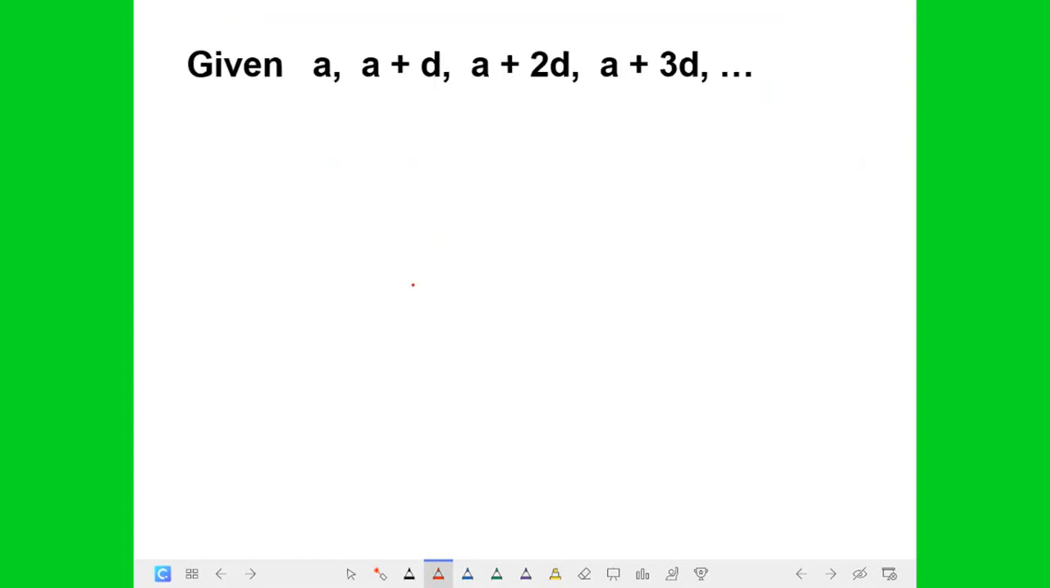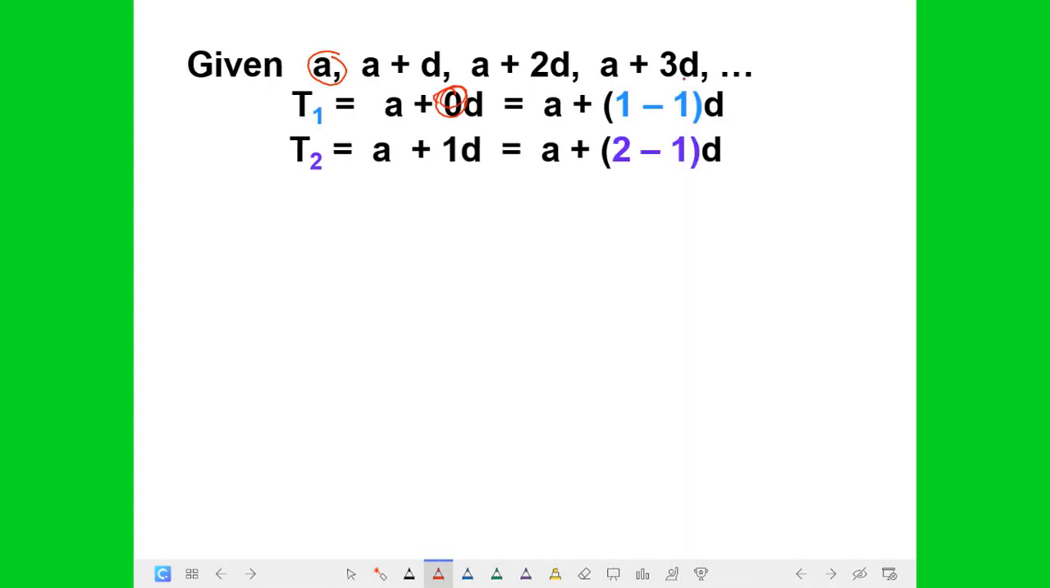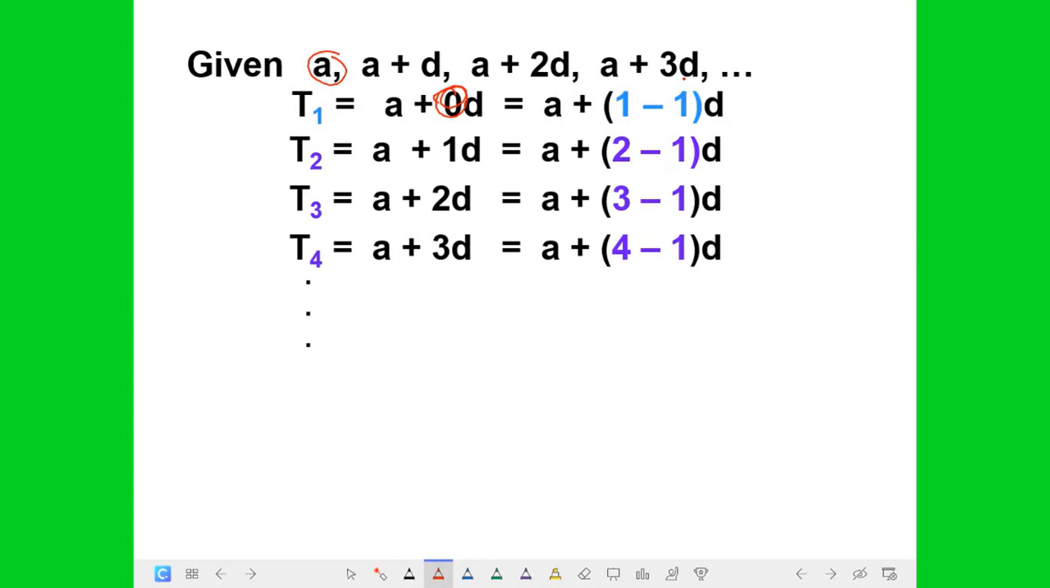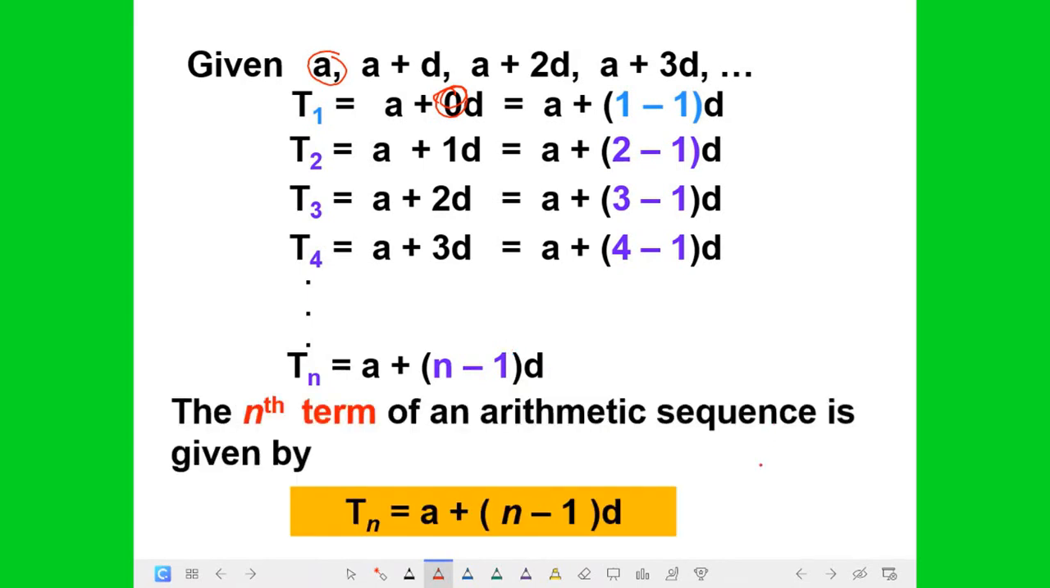Given the sequence, T1 is equal to A plus 0D. D is the common difference. Then substitute, how to get 0, 1 minus 1, until you get the pattern Tn. Tn is equal to A plus n minus 1 D. This is the first formula you need to remember for arithmetic sequence.